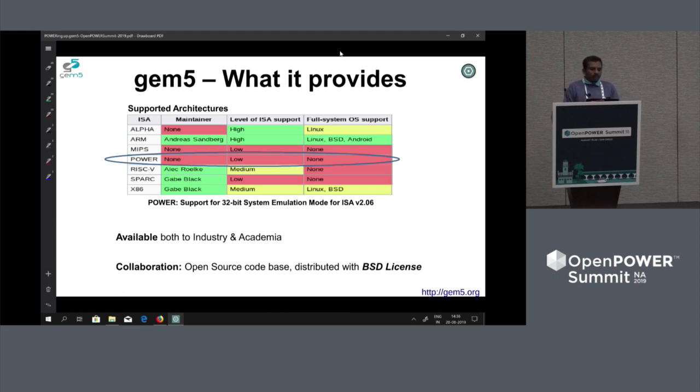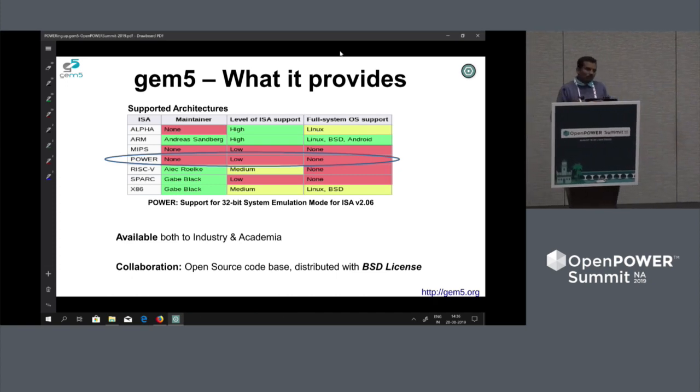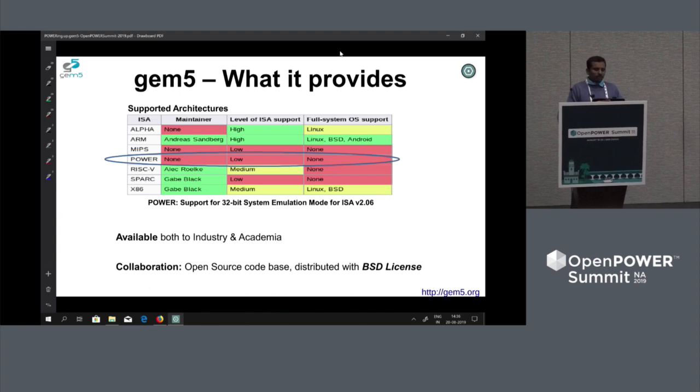Now, the status of POWER, as you can see, is highlighted: there is no maintainer, and the POWER support was pre-2005, which is ISA version 2.06, and at the time it was 32-bit big endian, and it could only run in system emulation mode and run simple programs. So we took up the task to bring it up to speed to today's ISA version, and to try and run full system simulation on the POWER model. That was the task that we set out to complete.